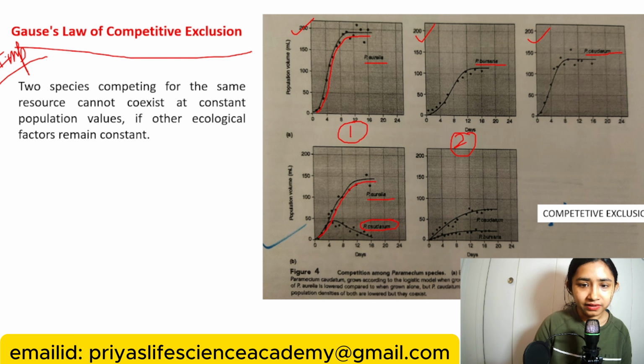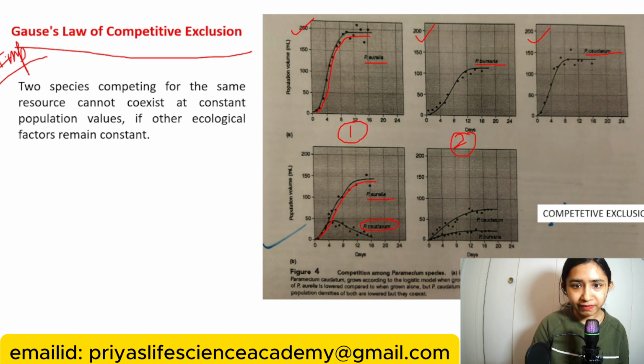That means there is a kind of competition between aurelia and caudatum, and they both rely on the same kind of food. He gave bacteria and yeast to these protists. So Paramecium aurelia and caudatum both rely on bacteria for food. That is why there is a competition, and because of this competition Paramecium caudatum went extinct.